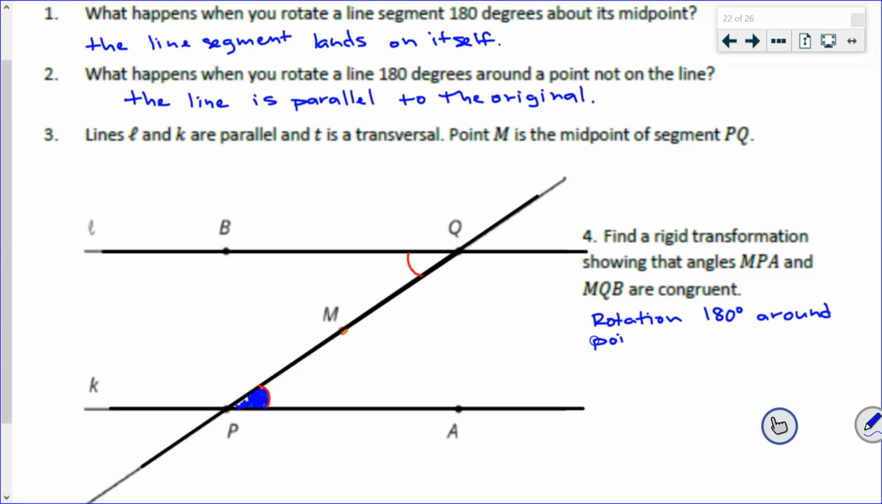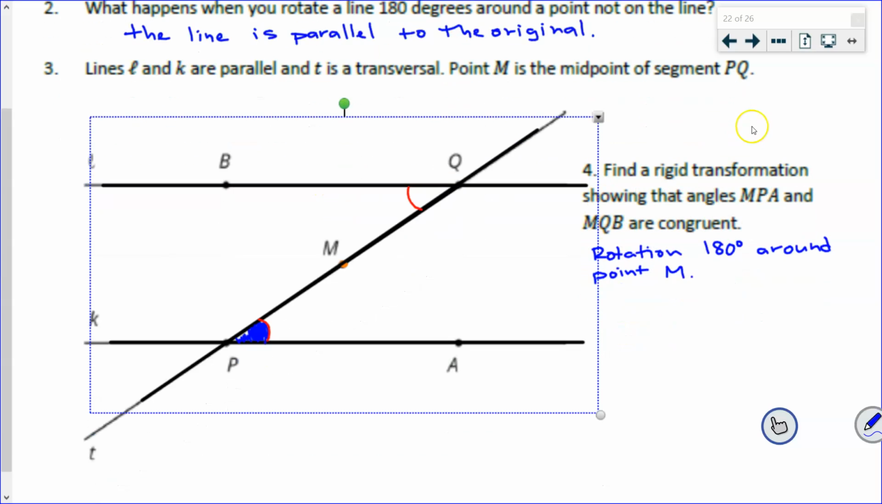point M. It can be clockwise or counterclockwise. Because it's 180 degrees, it ends up being the same no matter what, and so that's why we're a little bit lazy and don't specify. Great observation. Let me show you what that looks like.